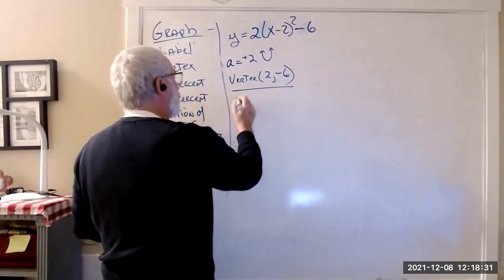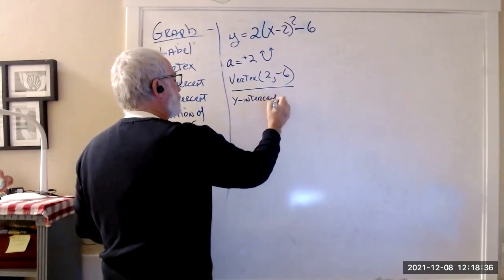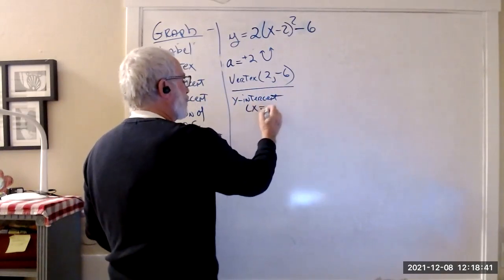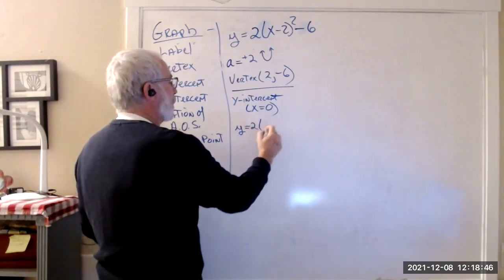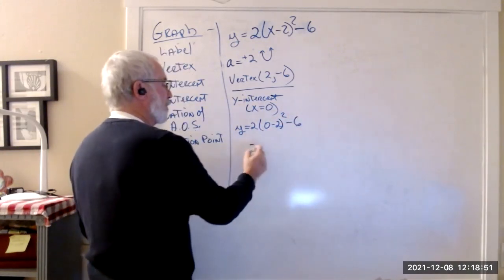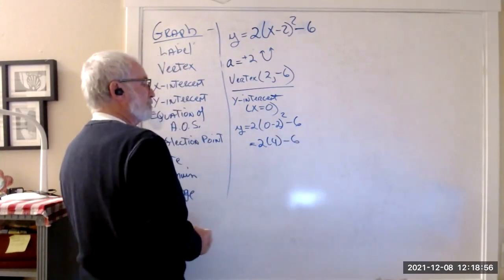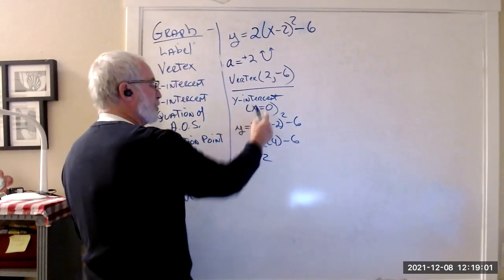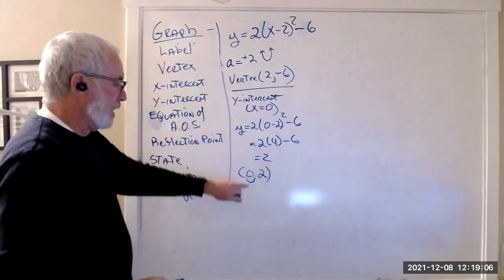Y-intercept is easier, so I'm going to do it next. Okay, the Y-intercept implies X is worth 0. So you plug it in. Y equals 2 times 0, take away 2 squared, -6. That's 2 times 4 minus 6. That's 8 minus 6, which is 2. So when X was 0, Y was 2. That is my Y-intercept.